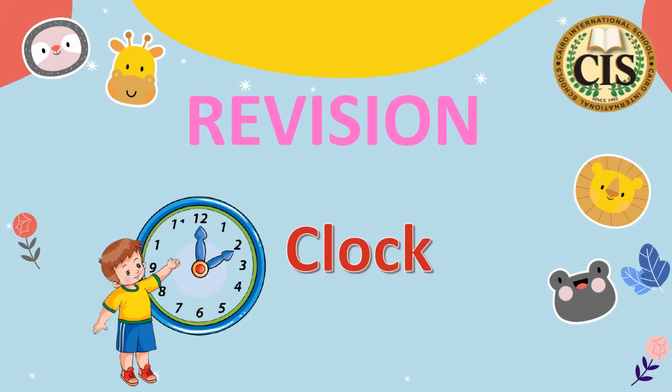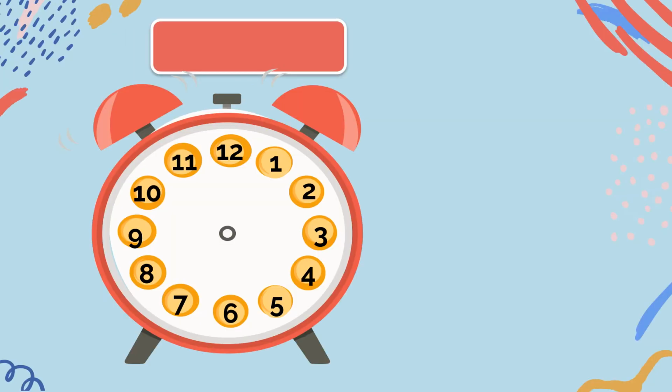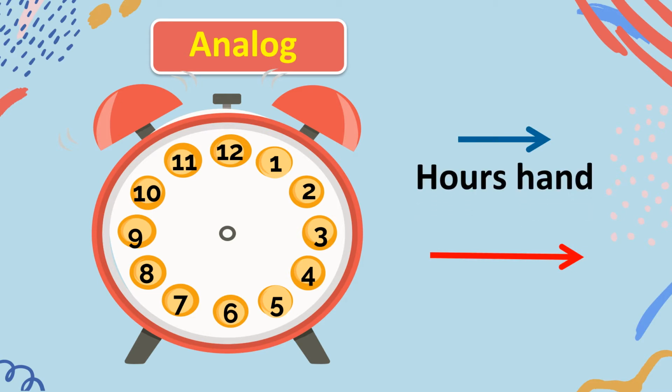Now it's time to make a revision about the clock. In the clock we have two forms. The first form we call analog form. In this form we have numbers starting from 1, 2, 3, 4, 5, 6, 7, 8, 9, 10, 11, 12. So it starts from 1 to 12. In this analog clock face we have two hands, short hand and long hand. We call the short hand hours hand, and we call the long hand minutes hand.